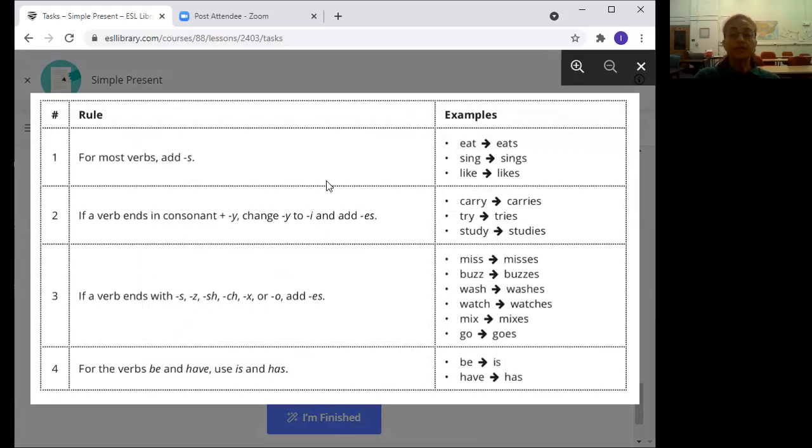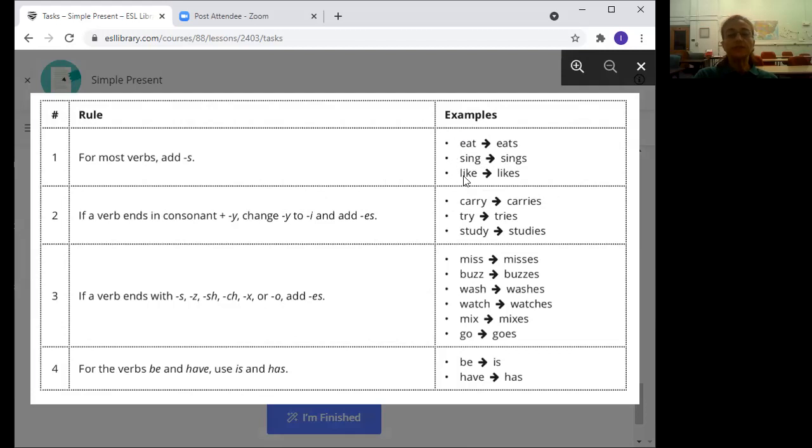As we already said, for the third person singular form, we have to add an S at the end of the verb. It's fairly simple, just add an S, but there are some spelling and pronunciation considerations. So let's take a look at the situation.